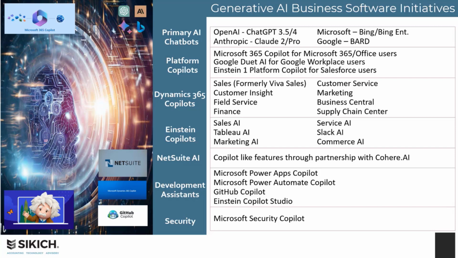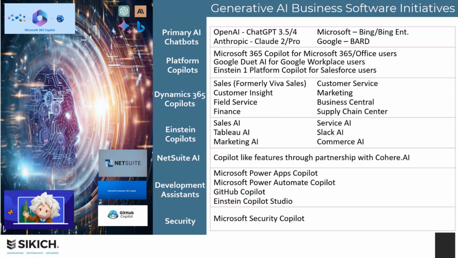So the platform copilots that I'm talking about are things like Microsoft 365 Copilot that was released last week, and that's for all of you that are Microsoft Office or 365 users. If you're a Google Workspace user, then Google has a similar product called Duet. And for Salesforce users, they have their Einstein platform.